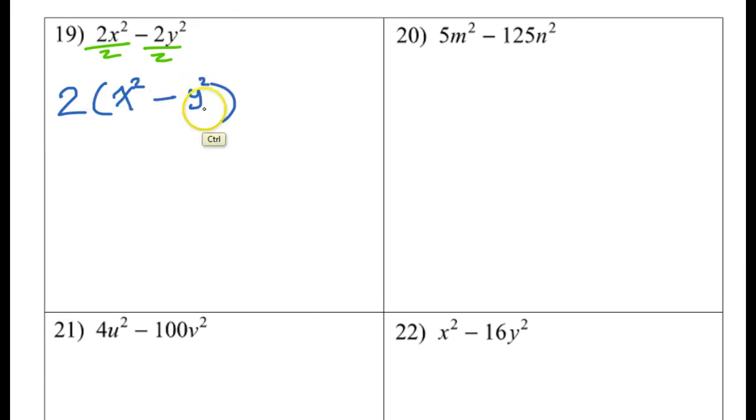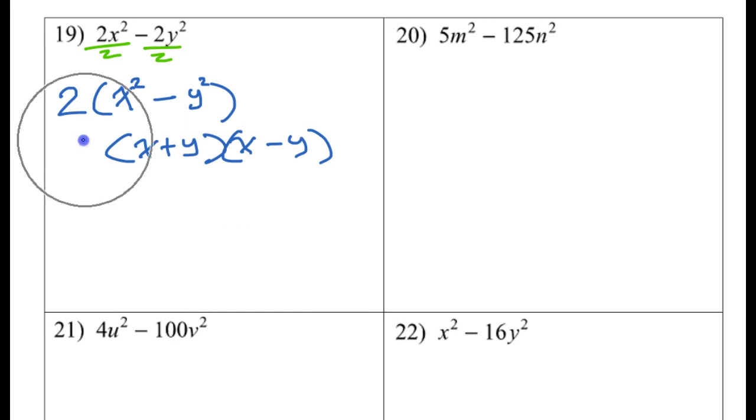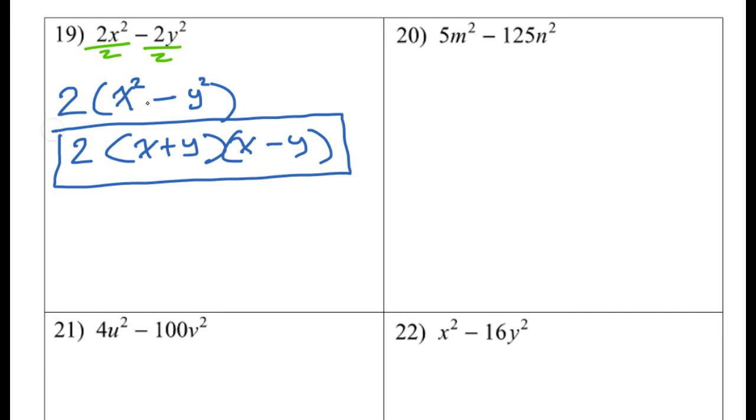Now, is this the difference of 2 squares? If it is, I need to keep going. Well, it's the difference, because difference means subtraction. And both of these are squares. So this is the difference of squares. So I need to factor using the difference of squares pattern, which says when you have x squared minus y squared, it's going to be x plus y times x minus y. So x plus y, x minus y. And then you keep the 2 in the front, and that is your final answer.